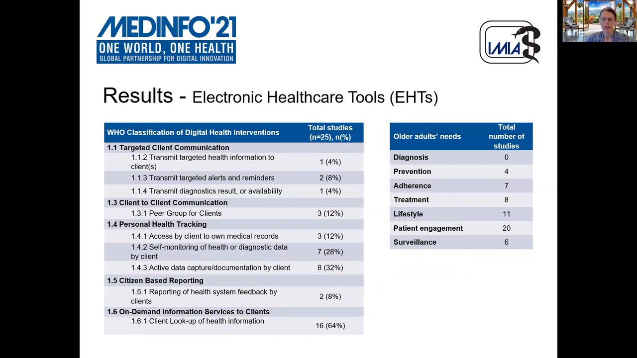We also categorized older adults' needs by using Herman et al.'s definition and adapted these definitions to identify older adults' health needs addressed by electronic healthcare tools. The majority of studies focused on patient engagement.